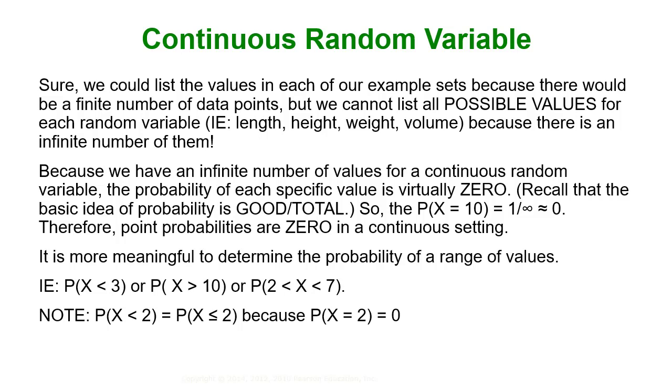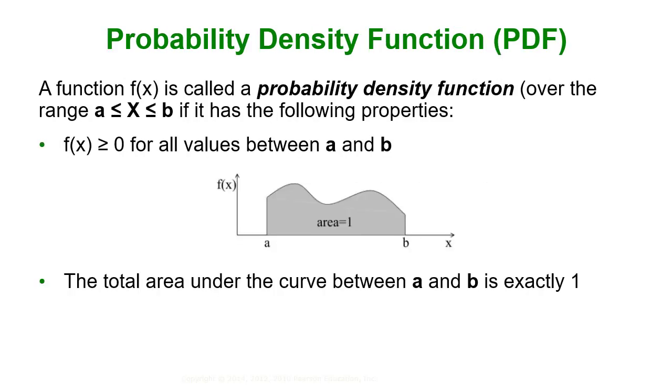So that means when we're dealing with continuous random variables, we're really only going to look at inequalities. Right? The probability that x is less than 3, or that x is greater than 10, or that x is between 2 and 7. And you'll note that the probability that x is less than 2 is the exact same thing as the probability of x being less than or equal to 2, because the probability that x equals 2 is just 0, right? So adding that extra equal bit doesn't add anything to it, because again, those point probabilities are 0. We can't get a probability exactly at 2. We have to have some sort of interval.